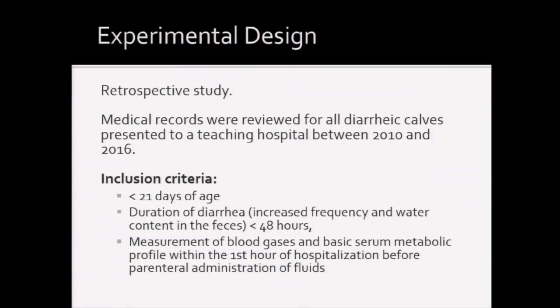Diego and his group did a retrospective study, looking back at the medical records of calves admitted to the Ontario Veterinary College in Canada, from 2010 up to 2016. For inclusion, calves had to be less than 21 days of age, with a duration of diarrhea of less than 48 hours. They also had to have blood gases and basic serum metabolites measured in the first hour of hospitalization, before any fluids were administered.